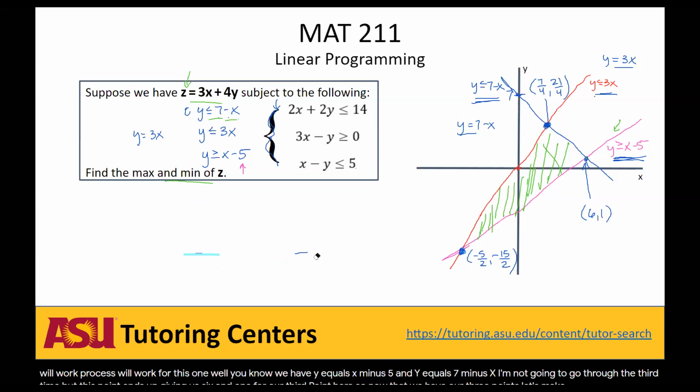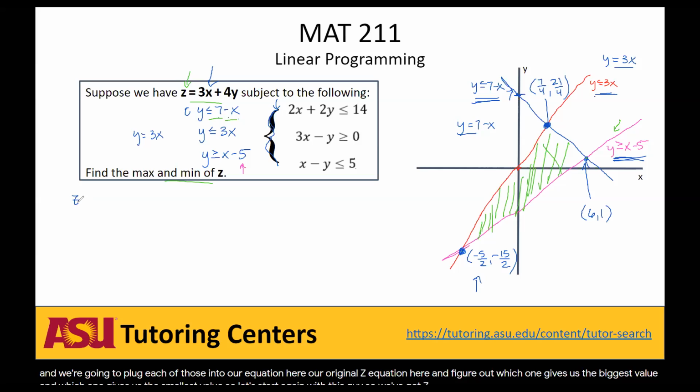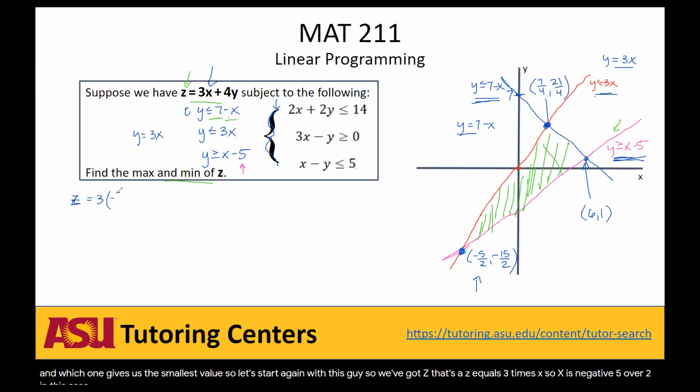So now that we have our 3 points, let's make some space again, and we're going to plug each of those into our original z equation here, and figure out which one gives us the biggest value and which one gives us the smallest value. So let's start again with this guy. So we've got z equals 3 times x, so x is negative 5 over 2 in this case. And then plus 4 times y, which is negative 15 over 2.